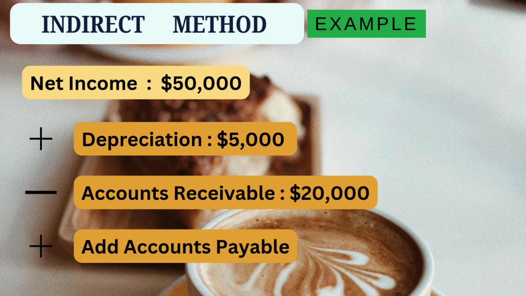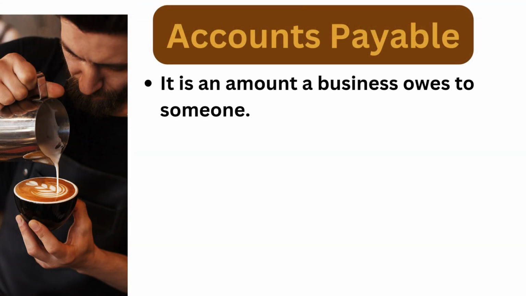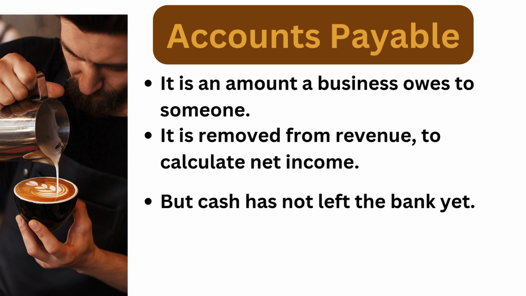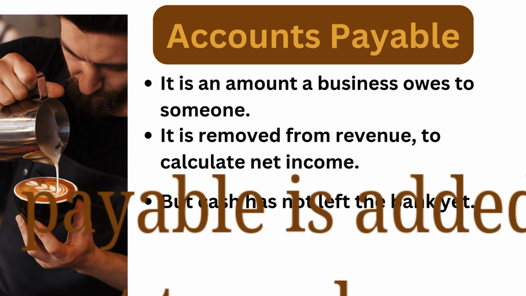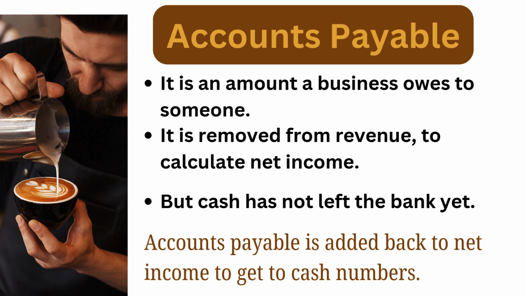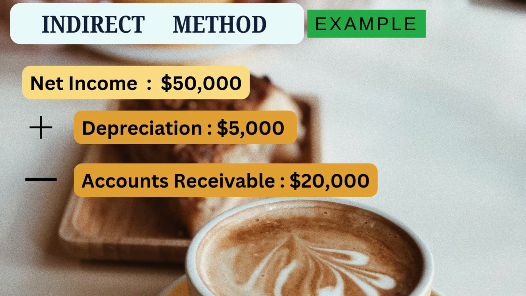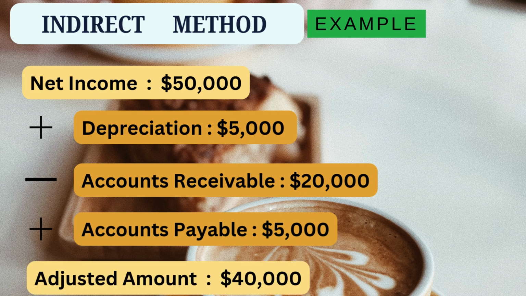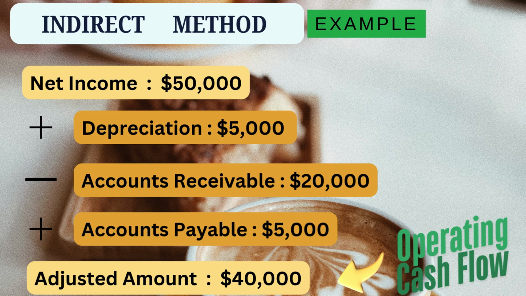Our final adjustment is to add accounts payable. Accounts payable is the amount that our business is due to pay to someone. Therefore, when calculating net income, payables are subtracted from revenue. However, payables are due later, meaning cash has not left the bank yet. Therefore, we need to add payables back into net income to get to cash flow. Let's say that our accounts payable was $5,000. This will be added back to net income. Now, our new adjusted number is $40,000. This is the cash flow from operating activities.